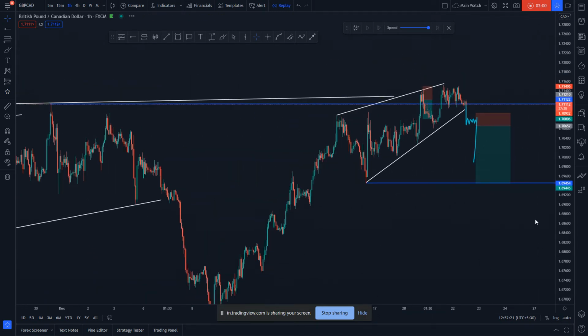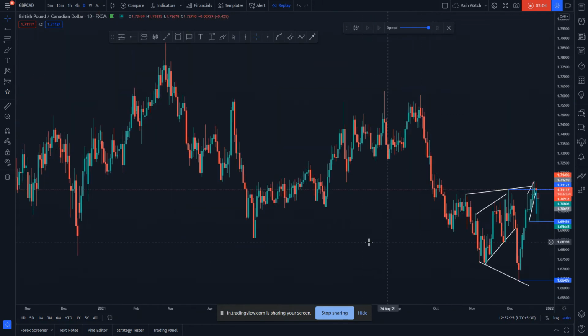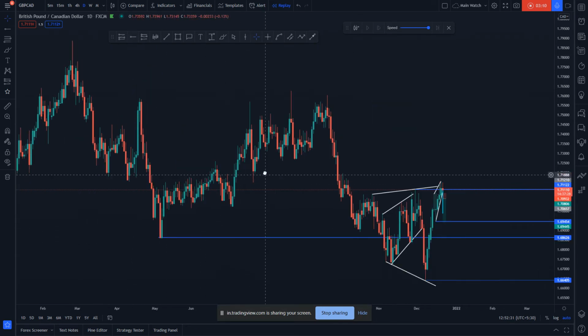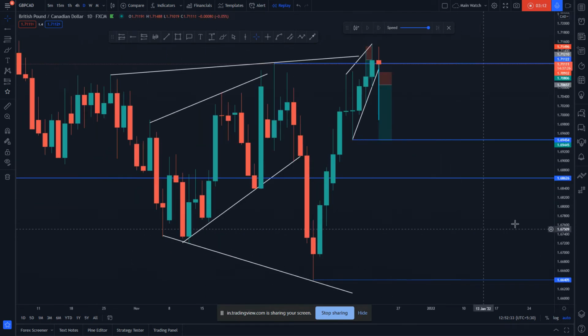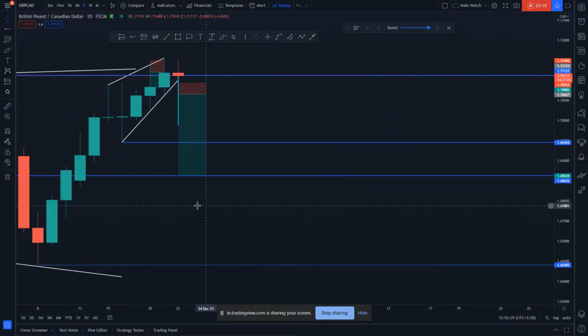What is the second target which we should choose for the trade? For that we have to look at the higher time frame. If you look at this level, this level is very, very important, because this was a previous important level. This level is very important for the price to bounce back from. So this should be the second target.